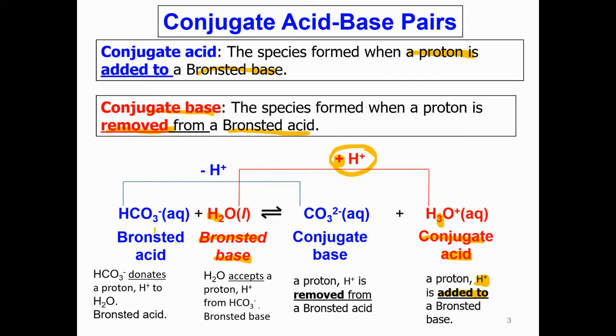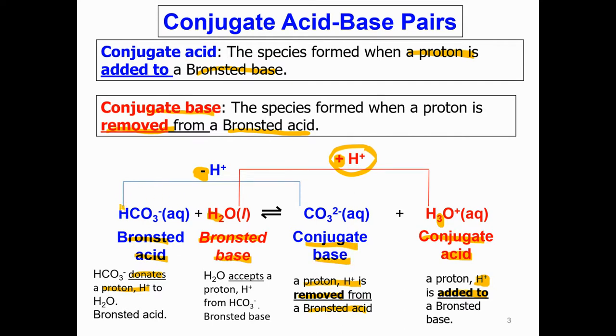When we know that this is acid, we know that acid donates a proton to H2O. Then when it donates a proton, it will form conjugate base, that is carbonate ion. So if we look at carbonate ion, we know that a proton is removed from a Bronsted acid. So let's look here. This one I put minus because one proton is removed from the Bronsted acid. So for the Bronsted acid, the pair will be conjugate base.